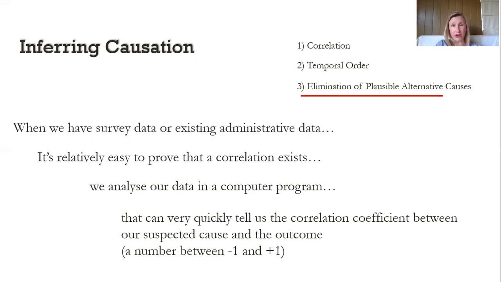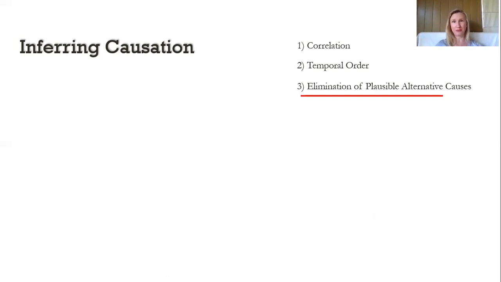By using software, we can very quickly tell if a correlation coefficient is positive or negative, and if it's close to 1 or close to -1, then we know we've got a good correlation. However, if it's really close to 0, we can rule out right from the beginning that our suspected variable isn't a causal variable for our dependent variable.